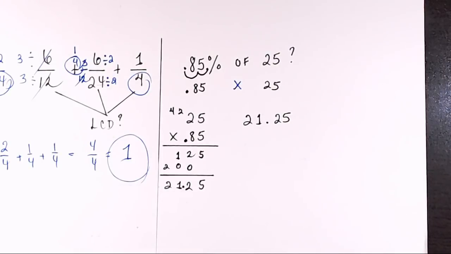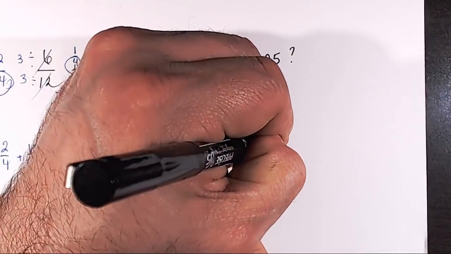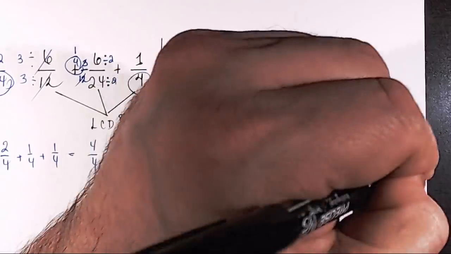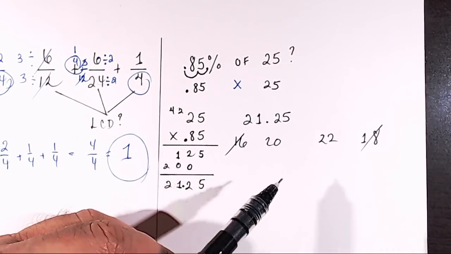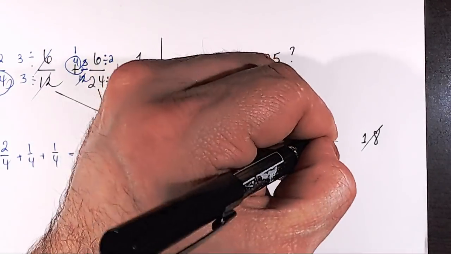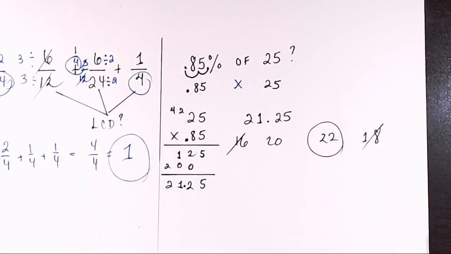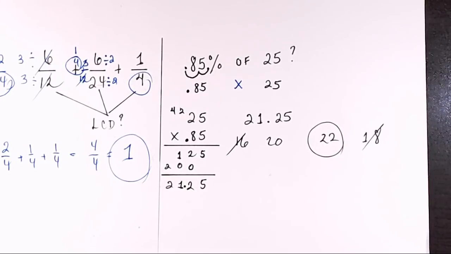It says here which value is closest to 85% of 25. The possible answer choices were 16, 20, 22, and 18. All right, so these can be eliminated. Is 21.25 closer to 20 or 22? And the answer is 22, because you're 0.75 away from 22, but you're 1.25 away from 20. So we'll go with 22 and hit next.